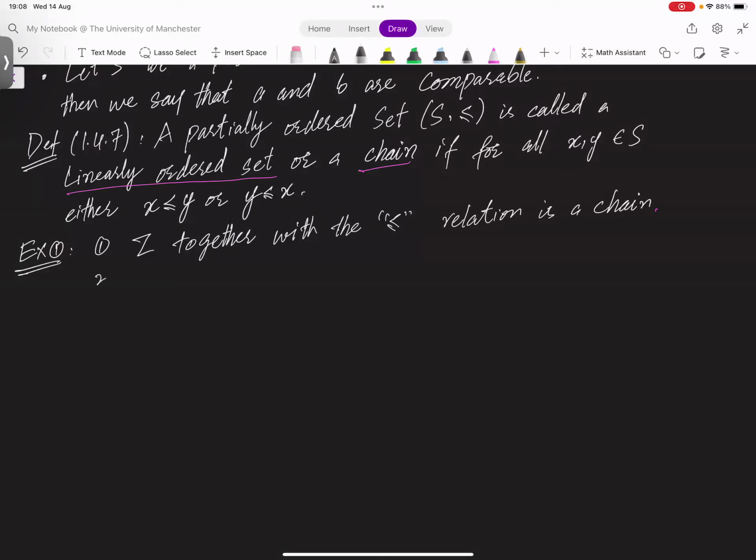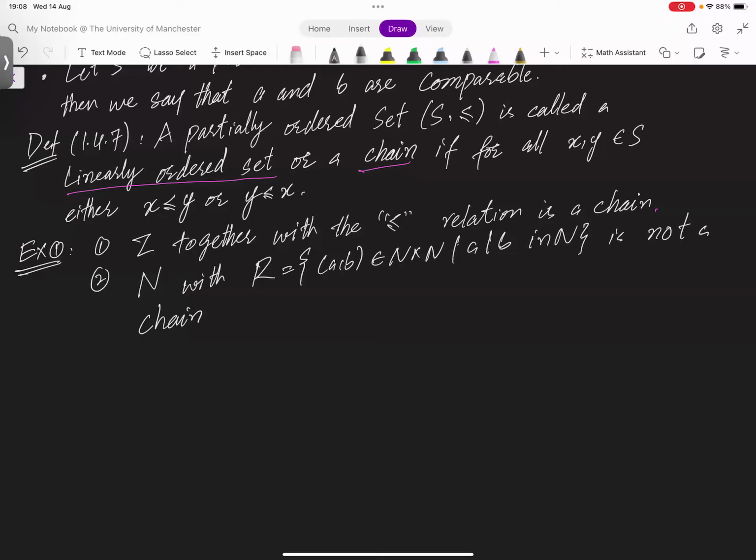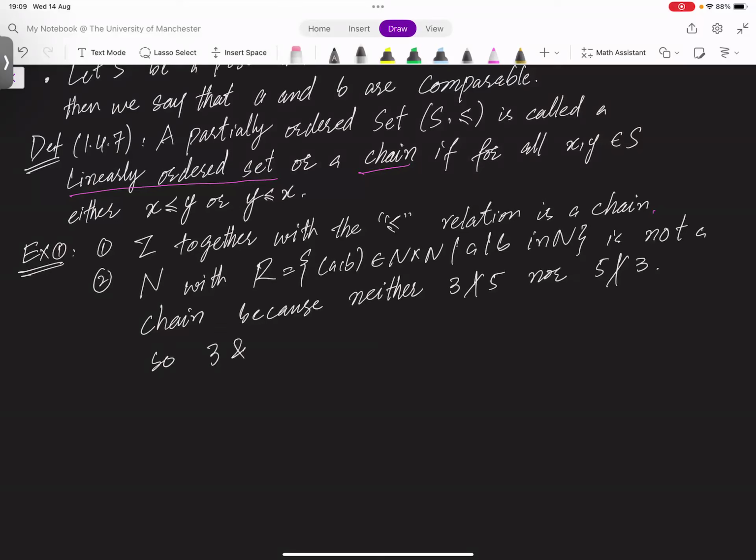Okay, number 2: N with the relation R such that A divides B is not a chain, because neither 3 divides 5 nor 5 divides 3. So 3 and 5 are not comparable.